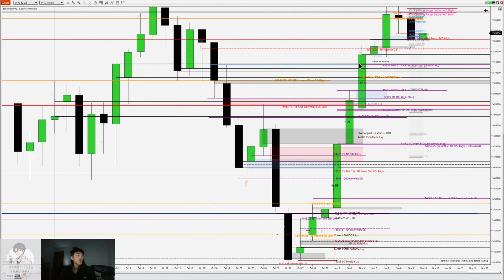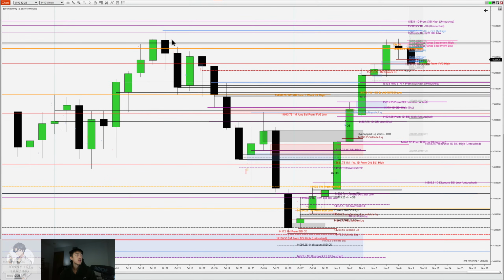So on the daily, you can see that there's still this fair value gap which has opened up. So lots of liquidity to the downside, but we haven't taken this top side, buy side liquidity yet. What we have done is we have traded above this rejection block on the daily.